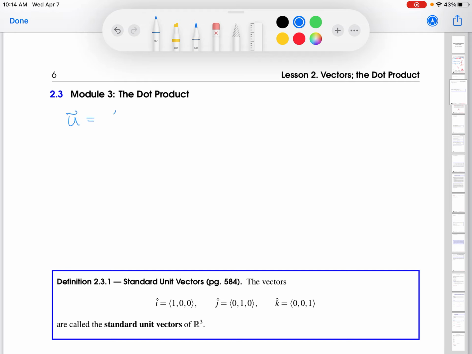Let's start with a vector u with components u1, u2, u3, and let's use some of those properties, right? We can decompose this, using the properties now sort of in reverse order, into the following sum of vectors.